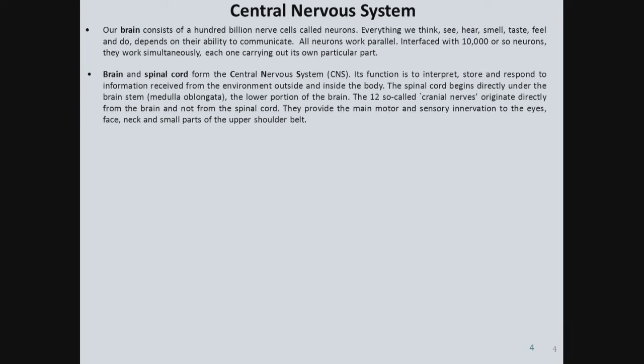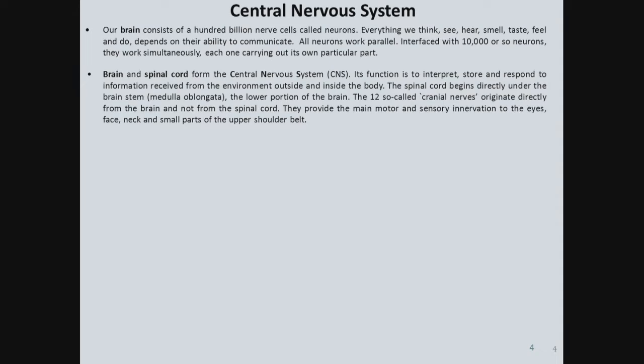Central nervous system. Our brain consists of 100 billion nerve cells called neurons. Everything we think, see, hear, smell, taste, feel and do depends on their ability to communicate. All neurons work in parallel. Interfacing with 10,000 or so neurons, they work simultaneously, each one carrying out its own particular part. Brain and spinal cord form the central nervous system, CNS for short. Its function is to interpret, store and respond to information received from the environment outside and inside the body.